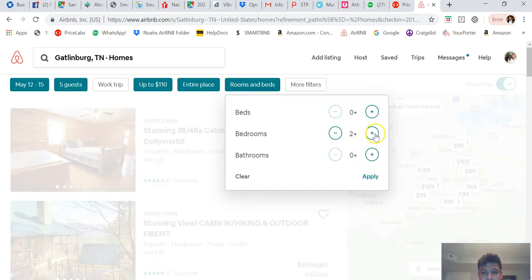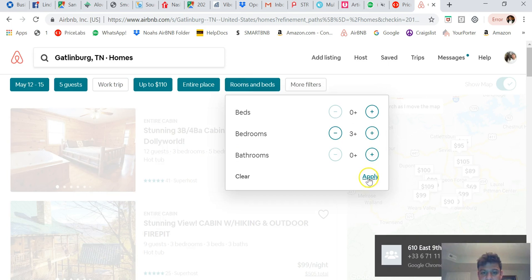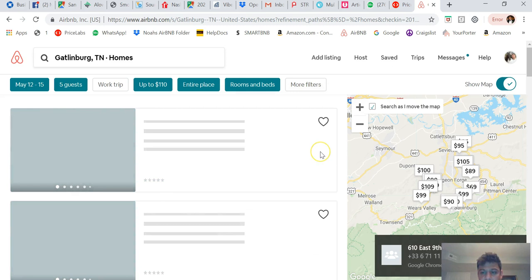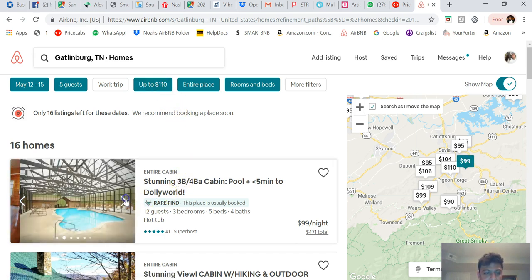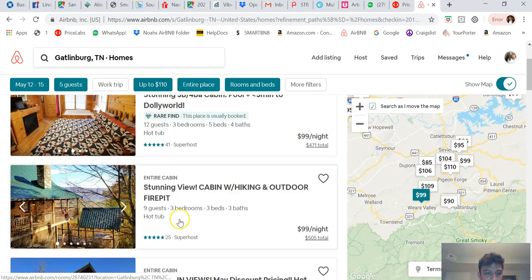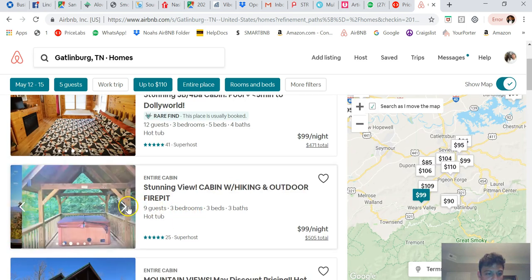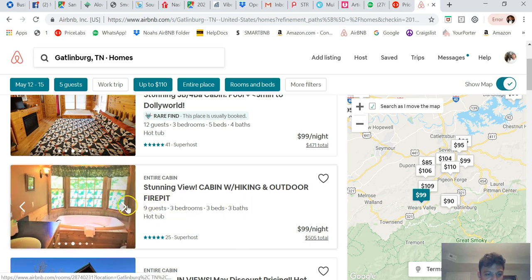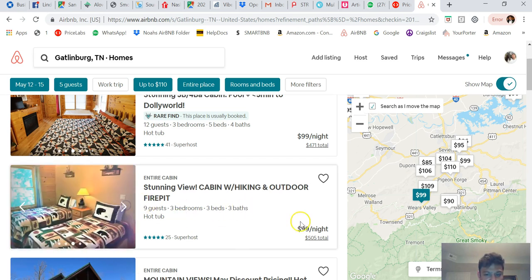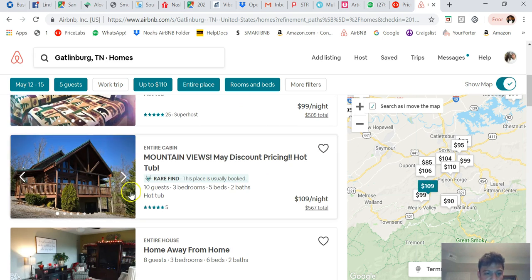Maybe we increase the number of bedrooms. So 3 bedrooms and 2 bathrooms, and see how many there are. 16 only. Okay. So our price is probably pretty competitive here. Our property looks good. Our competitive properties, we want to take a glance at those too, to get an idea. Because if we see this guy has a pretty nice property, he's charging $99. Alright, we know we're not priced too low.